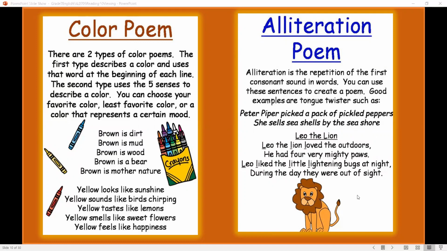This one is about Leo the lion. Leo the lion loved the outdoors. He had 4 very mighty paws. Leo liked the lightning bugs at night. During the day, they were out of sight. So there you can see the alliteration of Leo, lion, loved. Leo liked little lightning. Okay, so that's a nice one to do.